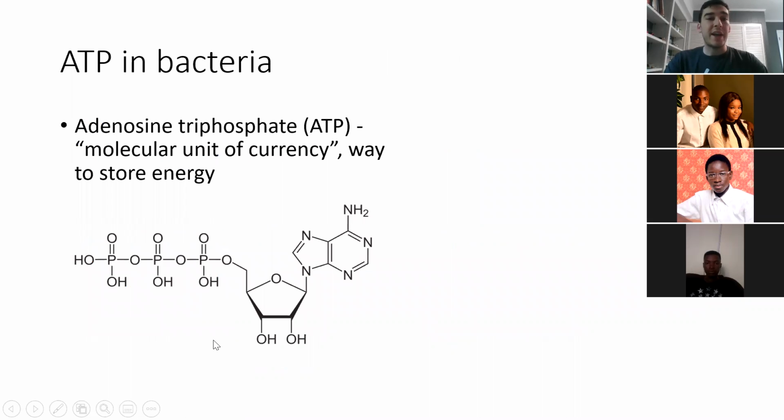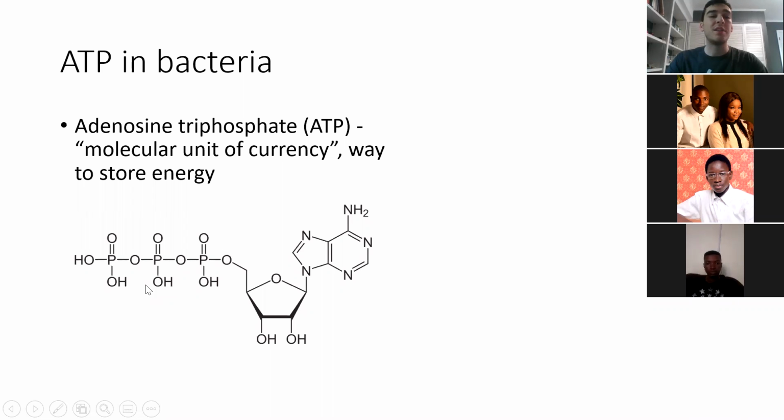I mentioned ATP briefly. If you've studied mammalian cell biology or any cell biology, you've probably heard of this molecule. It stands for adenosine triphosphate, and it's been described as the molecular unit of currency. It's like money in the cell, and it's a way to store energy. If you look at the chemistry of it, this part here is the adenosine, and then each of these is a phosphate group. So adenosine, 1, 2, 3 triphosphate. In particular, there's a lot of energy stored between the second and third phosphate bond.